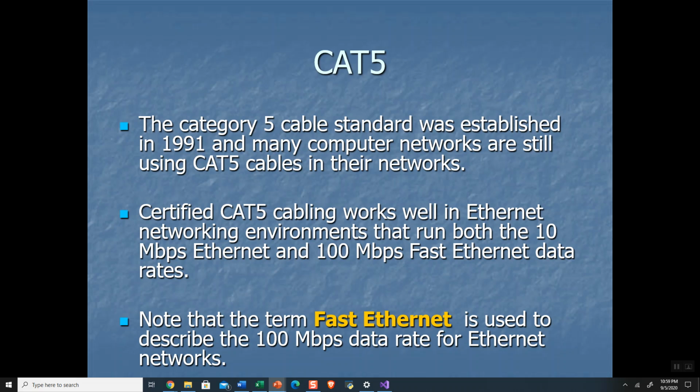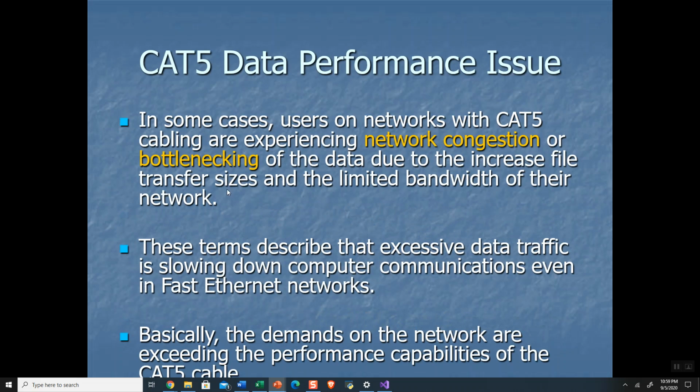Communication cards, network cards, modems, and so on. I don't know if you've seen a modem, but telephone modem. These are measured in bits per second. All right, so they might encounter some performance issues, and in some cases, users on networks of Cat5 are experiencing network congestion because the equipment is going faster than the cable can handle.